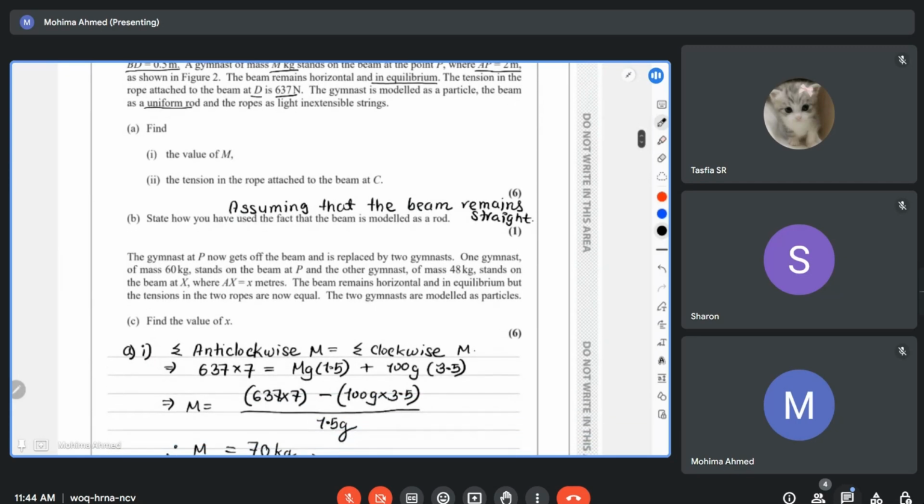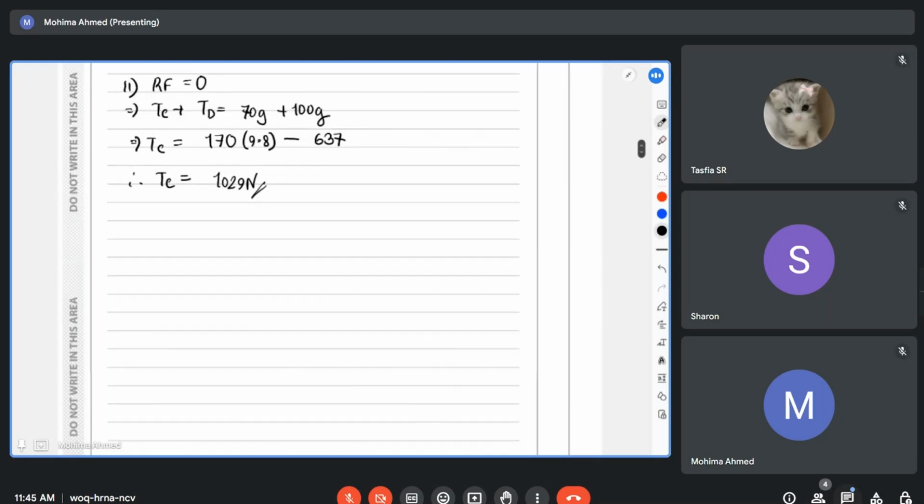Now for part C this time, it says the gymnast now gets off the beam and is replaced by two gymnasts. One gymnast of 60 kg stands on the beam at point P, and the other gymnast of mass 48 kg stands on the beam at point X, where AX is unknown to you. The beam remains horizontal and in equilibrium, but the tensions in the two ropes are now equal. So TC and TD are now equal, and the two gymnasts are modeled as particles. We need to find out the value for that AX distance. Okay. Now for part C, we are going to draw a separate diagram over here.